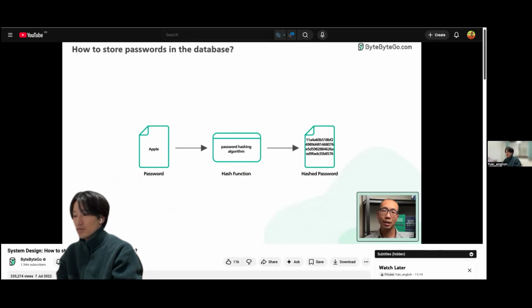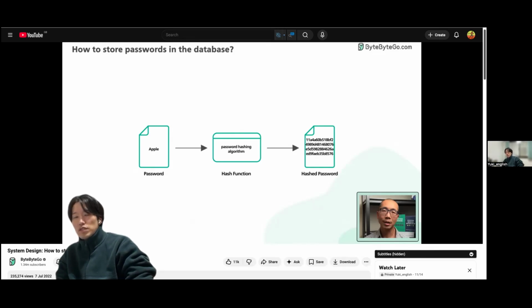Okay, let's review in total. How do we store passwords safely in the database? How to store passwords in the database. How do we validate a password? A user enters a password against what we store in the database.